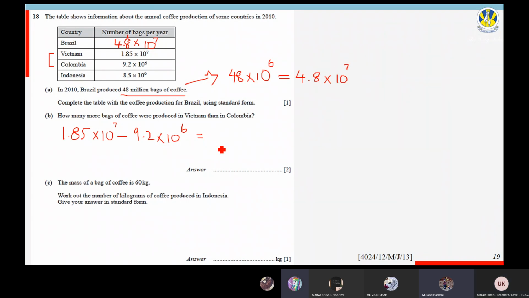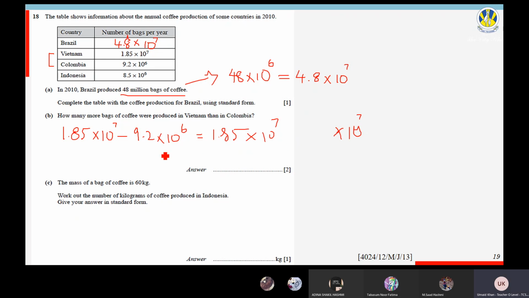Sir, we can make the 6 a 7 or we can make the 7 a 6. Yes, excellent. That is the procedure that you will follow. I told you that you cannot add or subtract unless the power of 10 is the same. So convert to the bigger power first. So 1.85 into 10 raised to the power 7 will remain as it is. The second number will be changed. Now I have to make it 10 raised to the power 7.